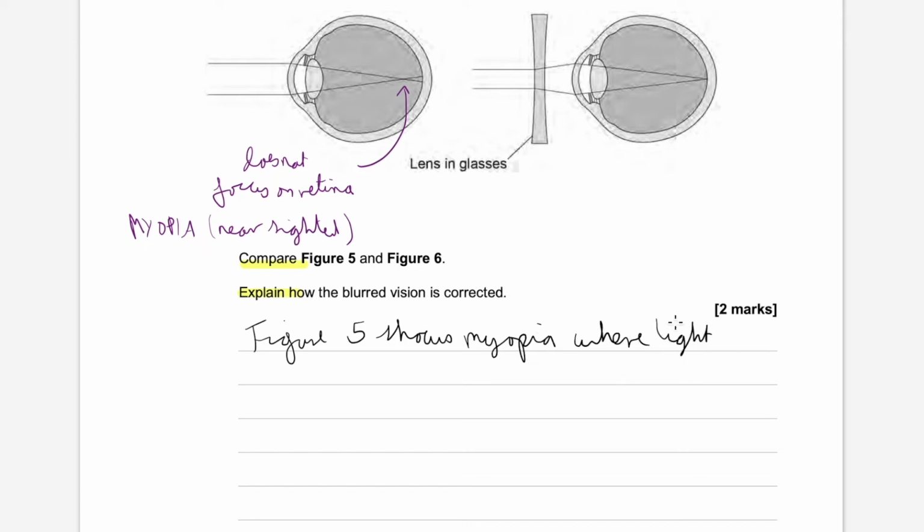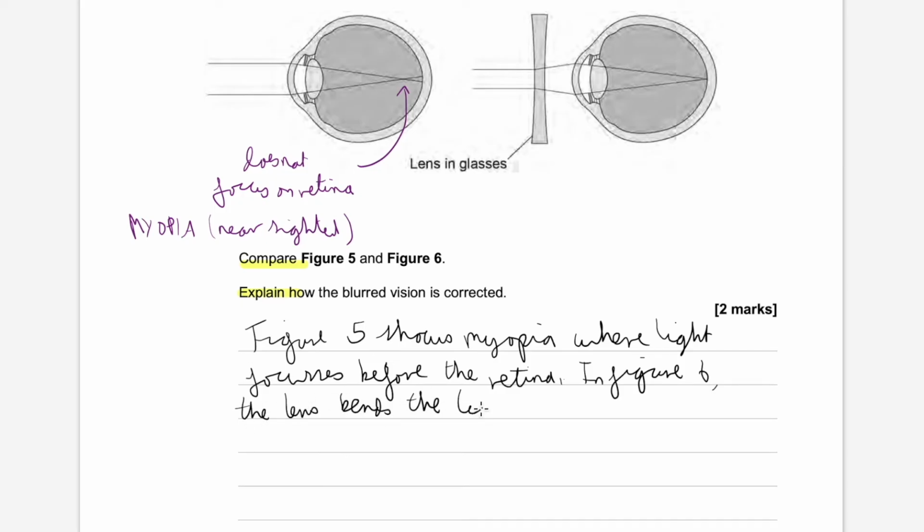Now in comparison, as we've already said, in figure 6, light does focus on the retina, and this is because the lens bends the light. Since the light does focus on the retina, this will correct the blurred vision. So this is our second mark. So to summarise, in this question, we've both compared figure 5 and 6 by showing the differences in where light focuses, as well as discussing how the blurred vision is corrected.